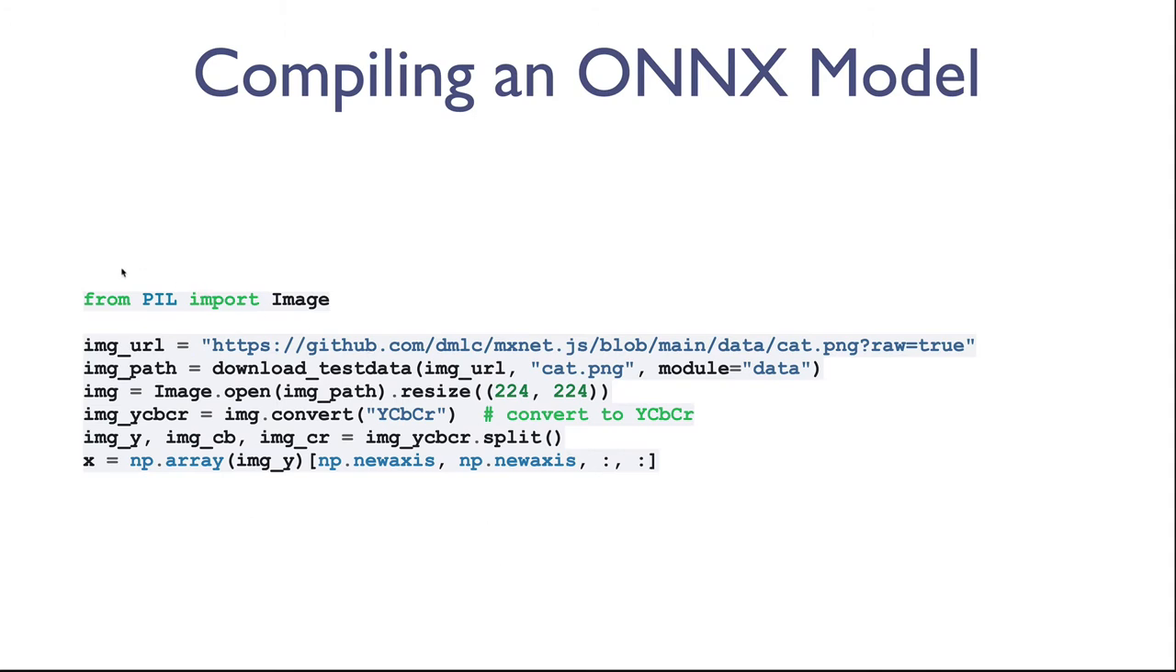We're also going to download a test image. So from the Python Image Library, we import Image, and then download an image of a cat. We convert it to YCbCr, and then we convert it to a NumPy array.